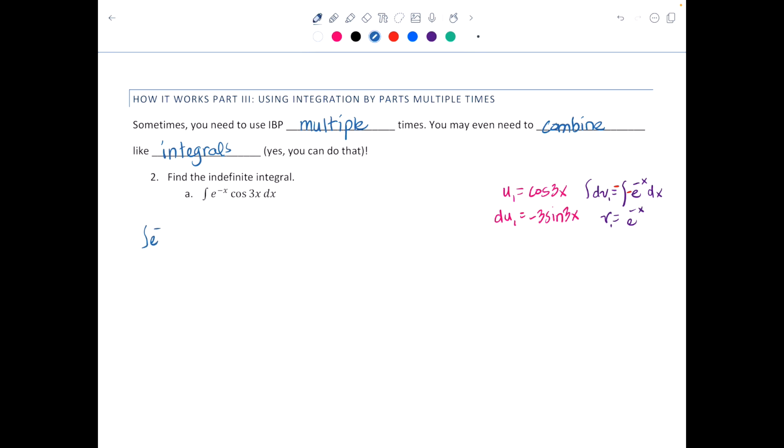First part, e to the negative x times cosine at 3x with respect to x equals u times v. I'm going to move a little faster here. It'll look nicer if I do the v first. So e to the negative x times cosine at 3x, and then we'll have minus we have a negative e to the negative x.